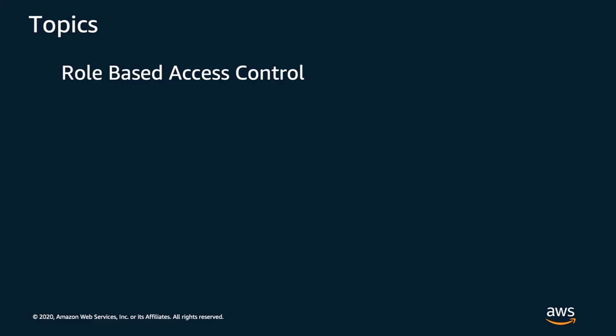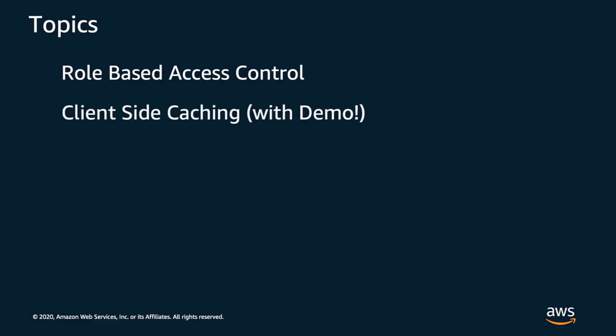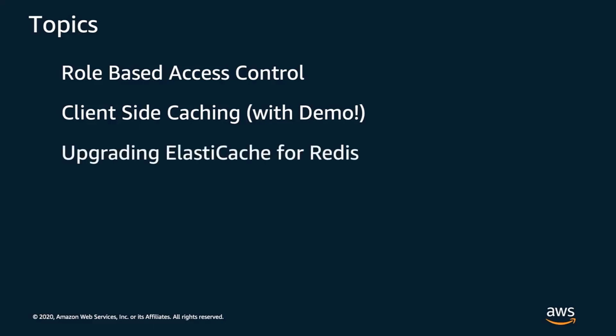The second big item for today is improved application performance with the new server-assisted client-side caching that ElastiCache for Redis version 6 provides. We'll talk about the two primary methods of leveraging it and how they compare. Then we'll see a demo of the client-side caching in action. And I wouldn't leave you without some guidance in how you can upgrade your existing ElastiCache for Redis clusters to make use of these new features.